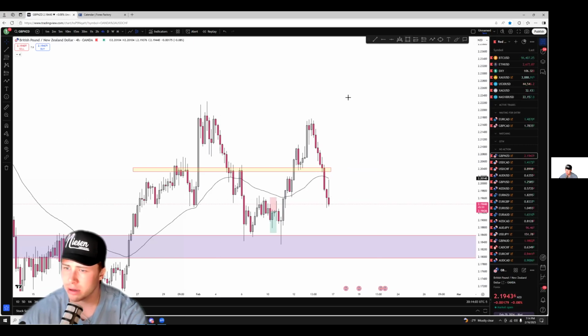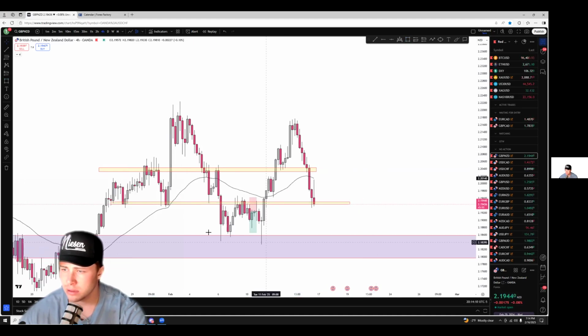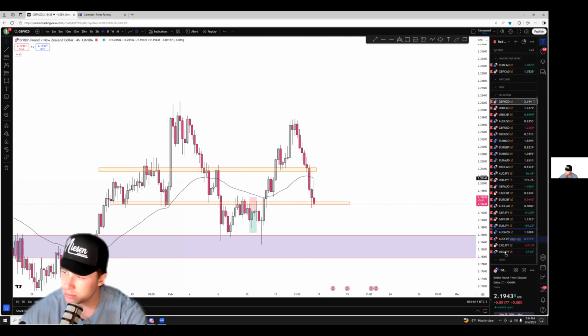There is a very nice 4 hour support zone right here. Turn that yellow. I mean, this could, but you already see that huge 4 hour wick, you know what I mean? Yeah. GN, welcome to the duds.